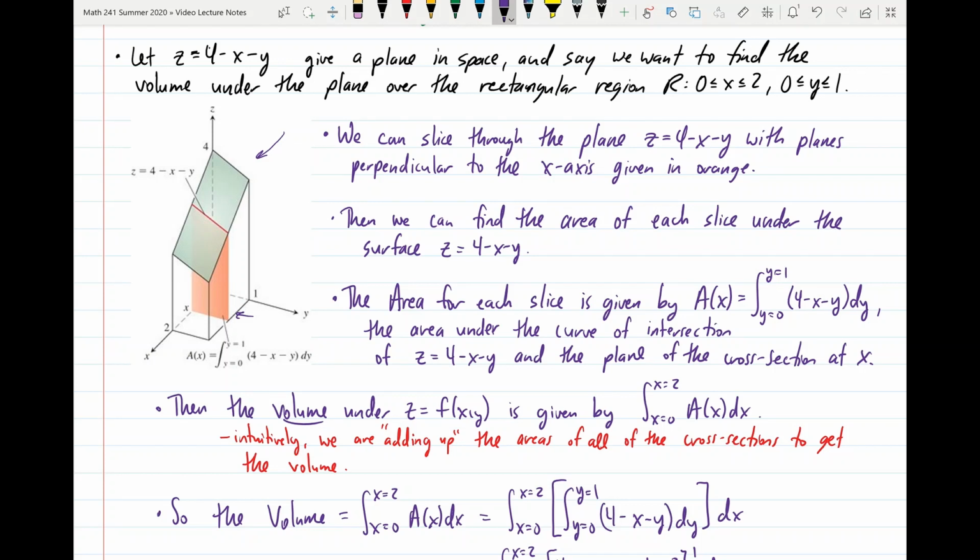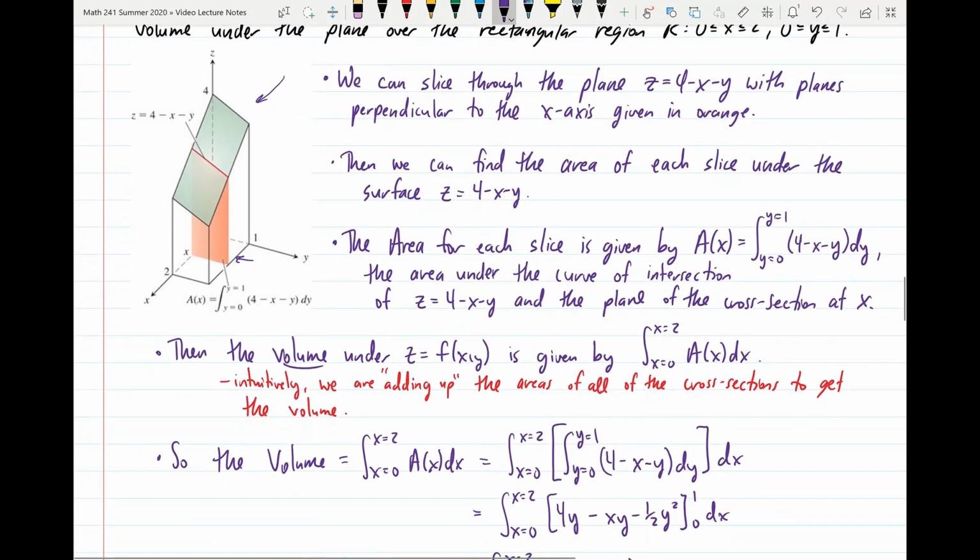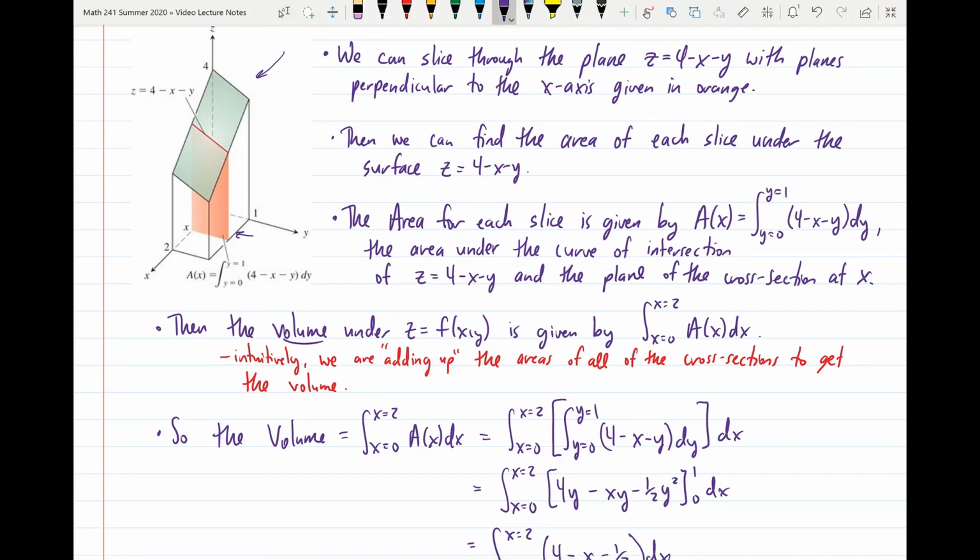That curve of intersection is going to be a curve inside of the plane x equals 1 in this case, because the cross section in the diagram looks like x equals 1. And so we can use methods from Calc 1 to give us the area of that cross section. The area for each of those cross sections is given by the integral from y equals 0 to y equals 1 of 4 minus x minus y dy. So that's the expression I have over here.